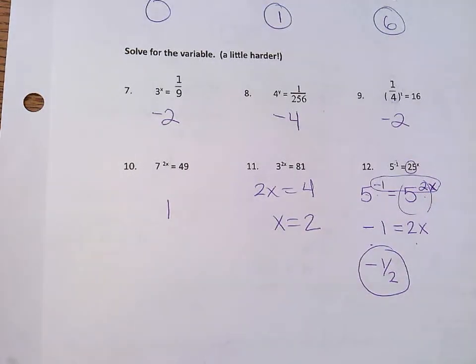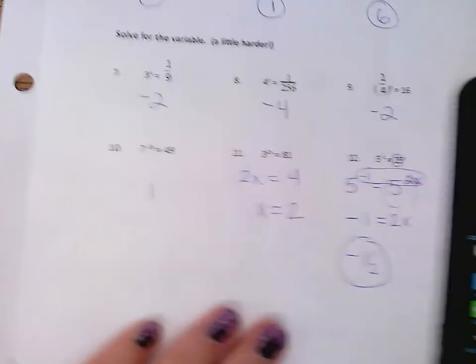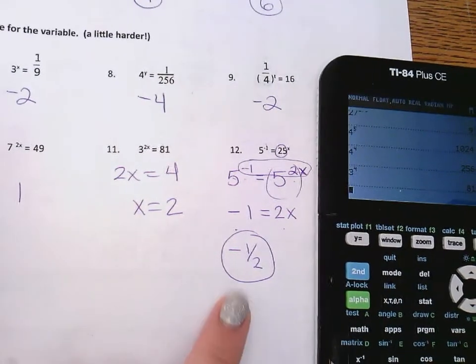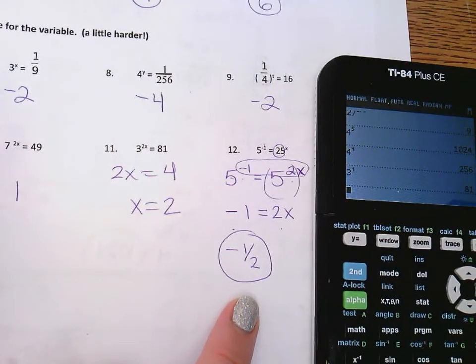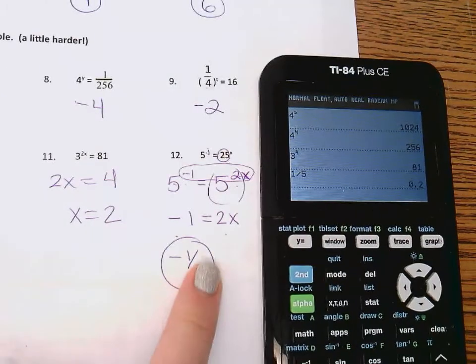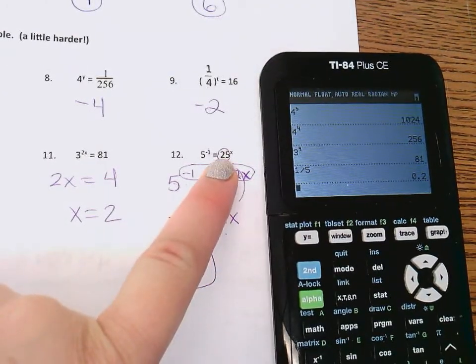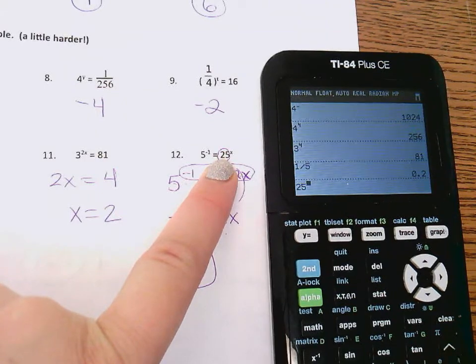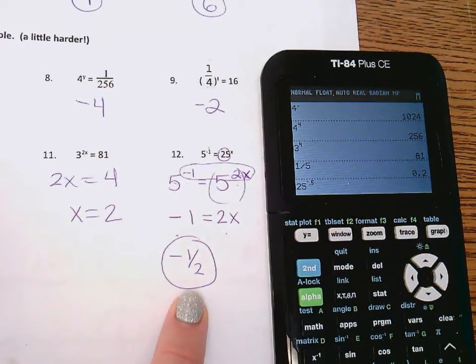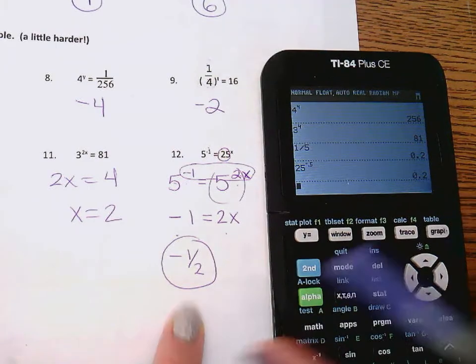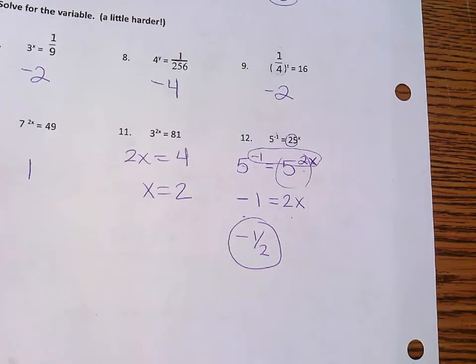Let's just see if it works. So with a calculator, I know that 5 to the -1st power is 1/5, right? What is 1/5 as a decimal? 0.2. So if I'm trying to see if this one matches, I would do 25 raised to the -1/2 power, and it's also 0.2. So I'm just verifying that I got the right answer.